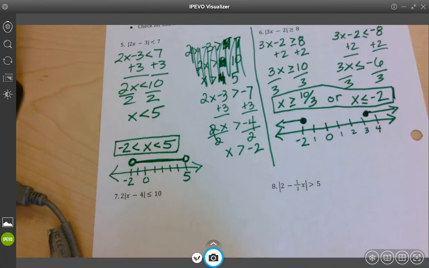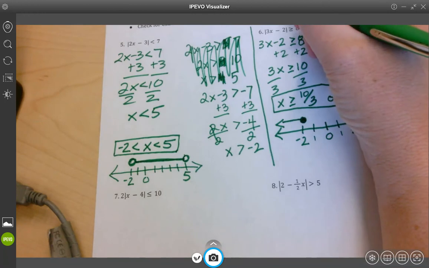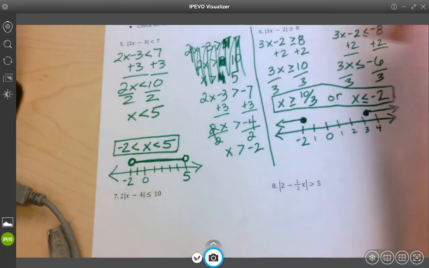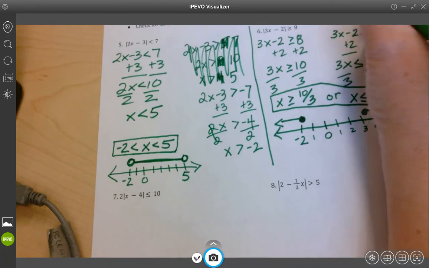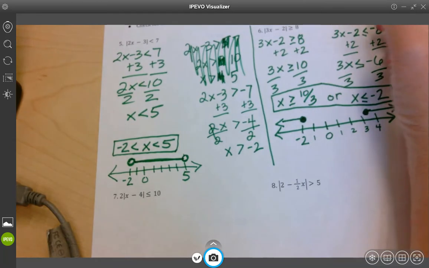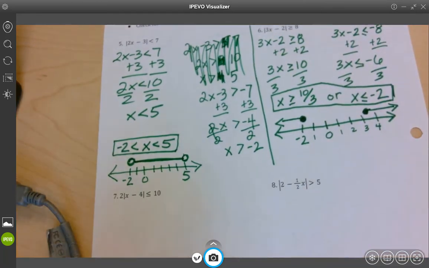All right, and then this up here is telling you that if you have a less than symbol to start with, here we had a less than symbol to start with, you're going to end up with one of these barbell looking ones. It's between two numbers. If you have a greater than to start with, you're going to end up with the arrows going opposite directions like this one. All right, try number 7.